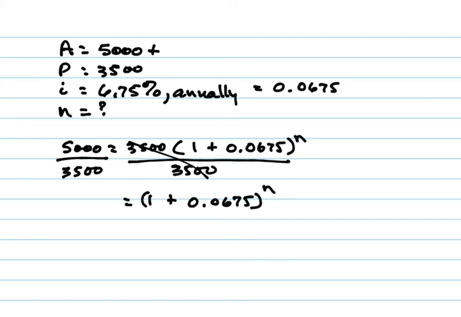And 5,000 divided by 3,500 is 1.42857149. Can you tell I did this ahead of time? All right. You just leave it in your calculator.